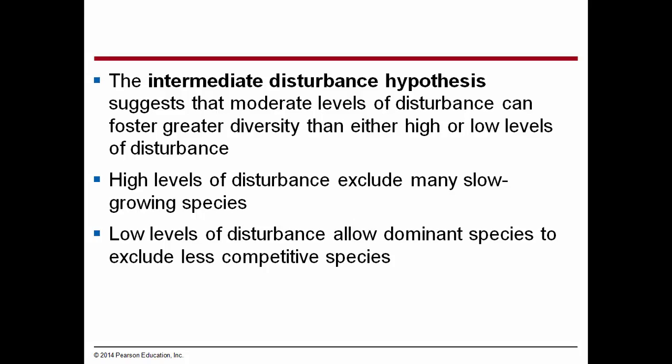Okay, so if you have a system that has high levels of disturbance, you're going to lose many slower growing species. Those systems that have low levels of disturbance allow those dominant species to exclude less competitive species. So the less frequent the disturbance is, the more you're going to have particular dominant species. When you have intermediate disturbances, you're going to have greater diversity.